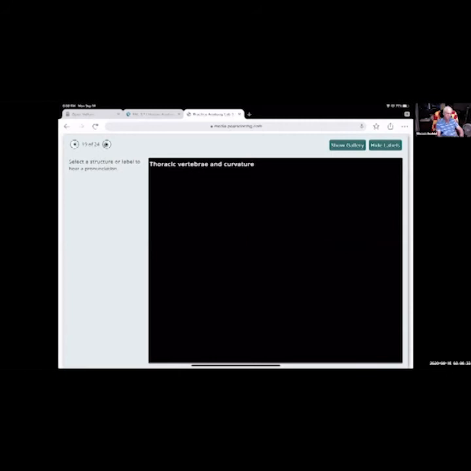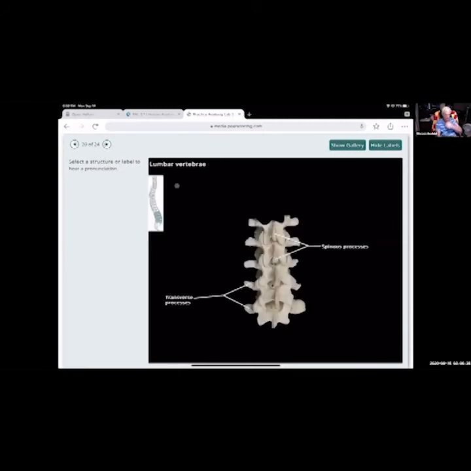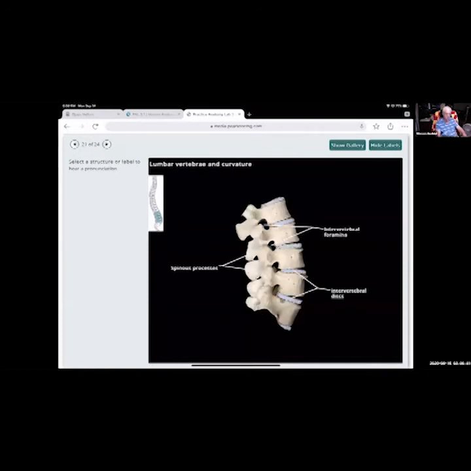Again, this is your lumbar vertebrae. Lumbar vertebrae is L1 through L5, the transverse processes and the spinous processes. Okay, you can see the curvature, the lumbar curve. Okay, you can see it really good right here.